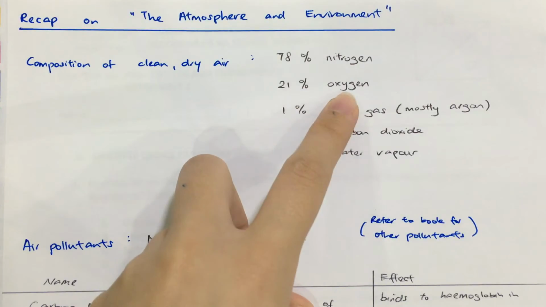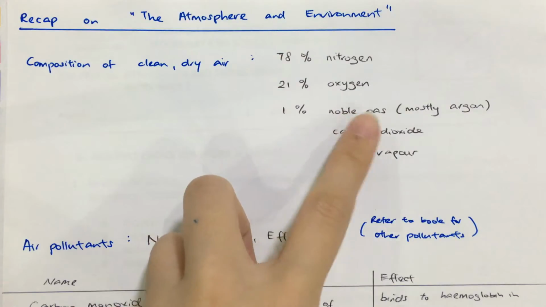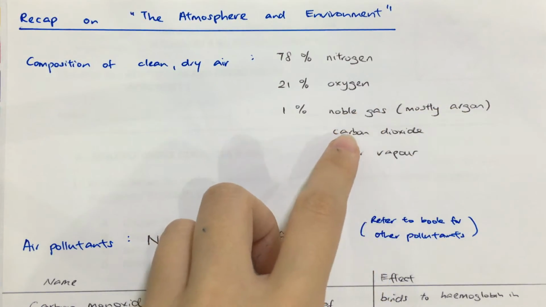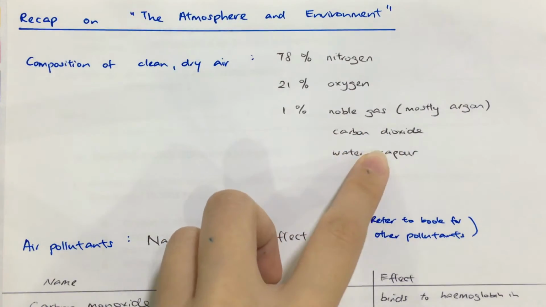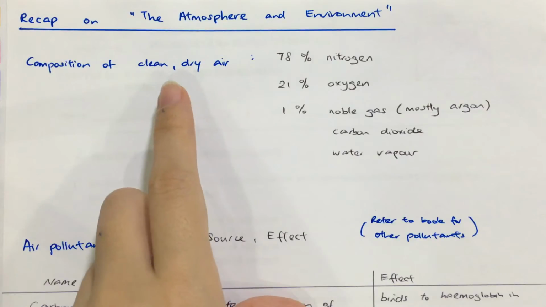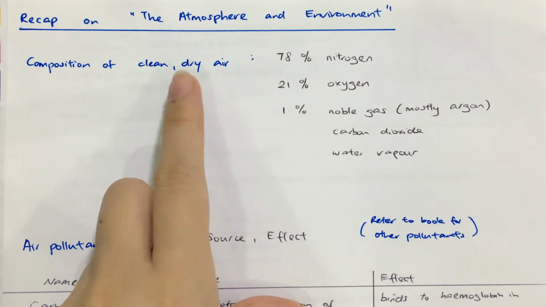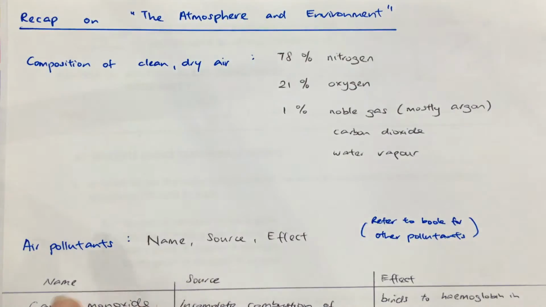21% of oxygen, and the remaining 1% is made up of noble gas, mostly of it is argon, as well as carbon dioxide, and finally some water vapor. So this is if the air is clean and dry. Okay, however, a lot of times the air around us is not clean and dry, which leads us to the second part where it talks about the air pollutants in the atmosphere.